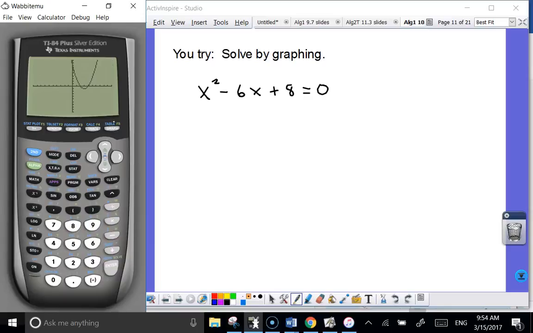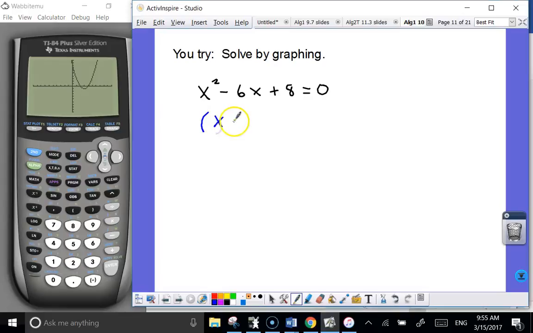So what does it look like the zeros are? 2 and 4, right? Now we could have solved this easily enough by factoring, right? What are the factors of 8 that add up to negative 6? Minus 2, minus 4. So I mean, if you can't think of how to factor it, then graph it.